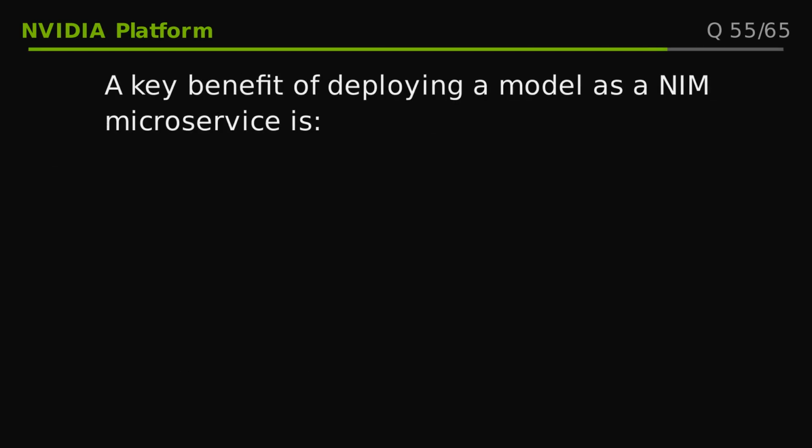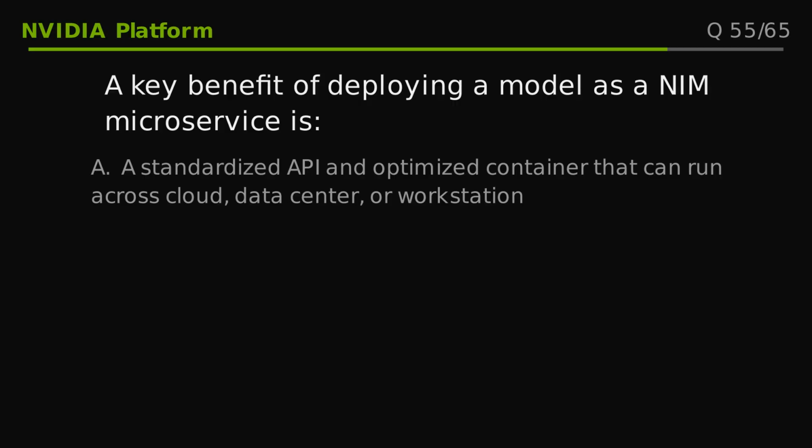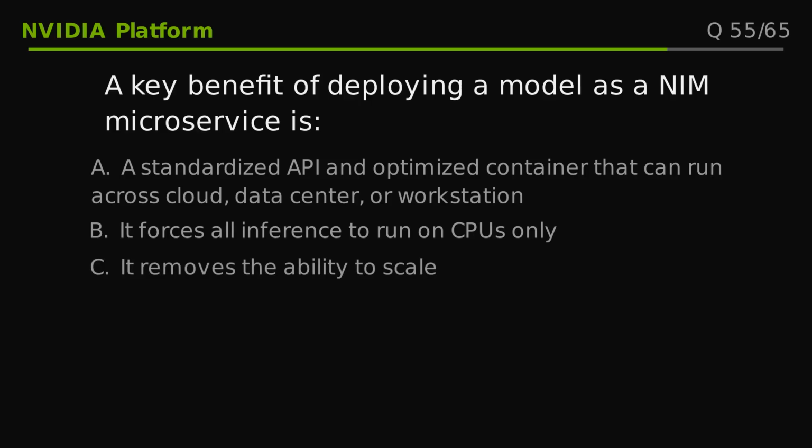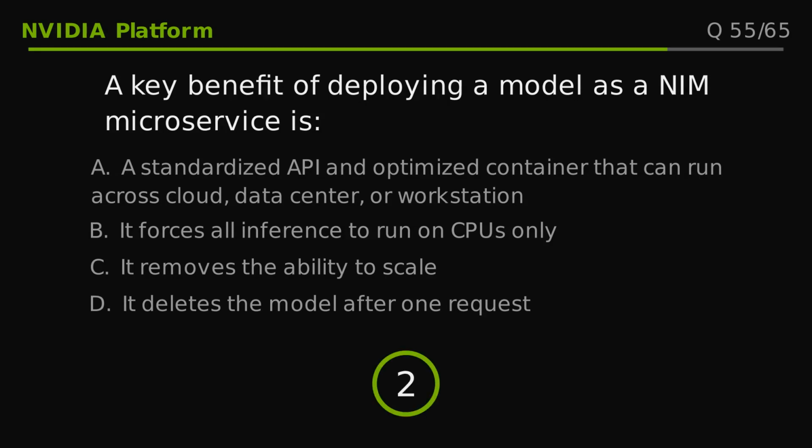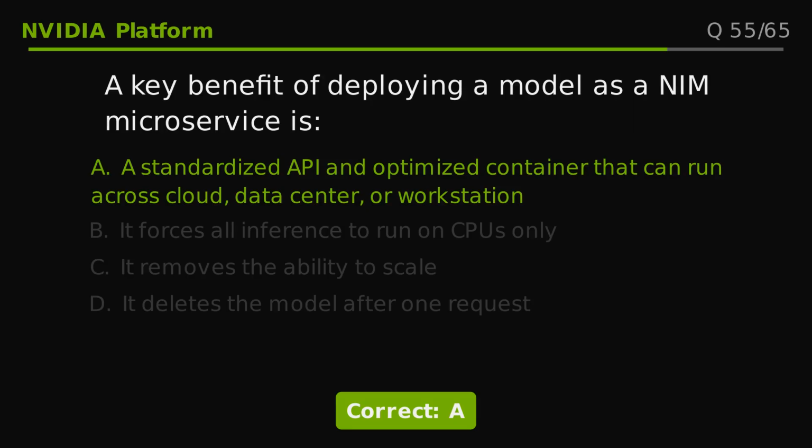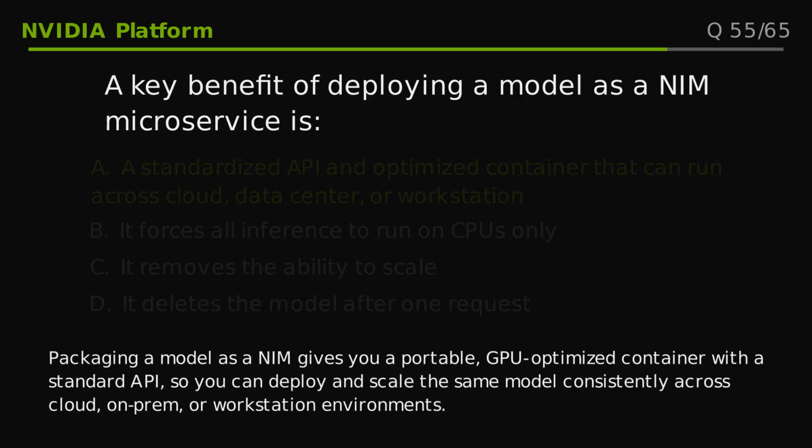Question 55. The key benefit of deploying a model as a NIM microservice is: Option A: A standardized API and optimized container that can run across cloud, data center, or workstation. Option B: It forces all inference to run on CPUs only. Option C: It removes the ability to scale. Option D: It deletes the model after one request. The correct answer is A. Packaging a model as a NIM gives you a portable, optimized container with a standard API, so you can deploy and scale the same model consistently across cloud, on-prem, or workstation environments.